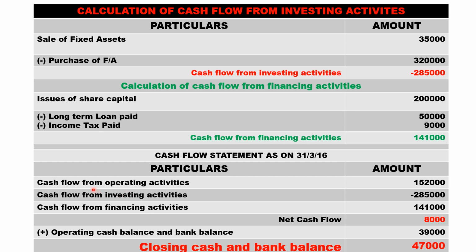So final statement, cash flow statement. Cash flow from operating activity which we found is 1,52,000. Cash flow from investing activity minus 2,85,000. Cash flow from finance activity plus 1,41,000. If you adjust all these three, you get net cash flow 8,000. Add the opening cash balance 39,000. We get the resulting closing cash 47,000.